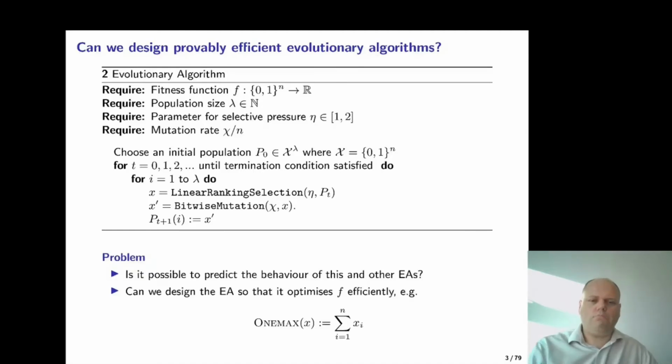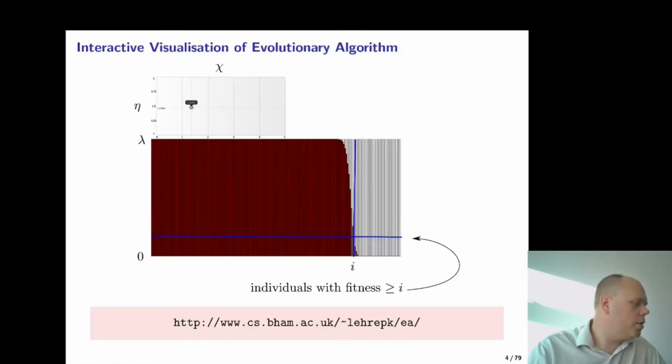And this is quite challenging. Let's say we take a very simple fitness function like OneMax. This is just the sum of the 1 bits in the bit string. A priori this would be an easy problem. And the question is, how can we now choose these parameters such that the algorithm finds the optimal solution in polynomial time with respect to the size of the problem? A simulation of this algorithm which you can try out.